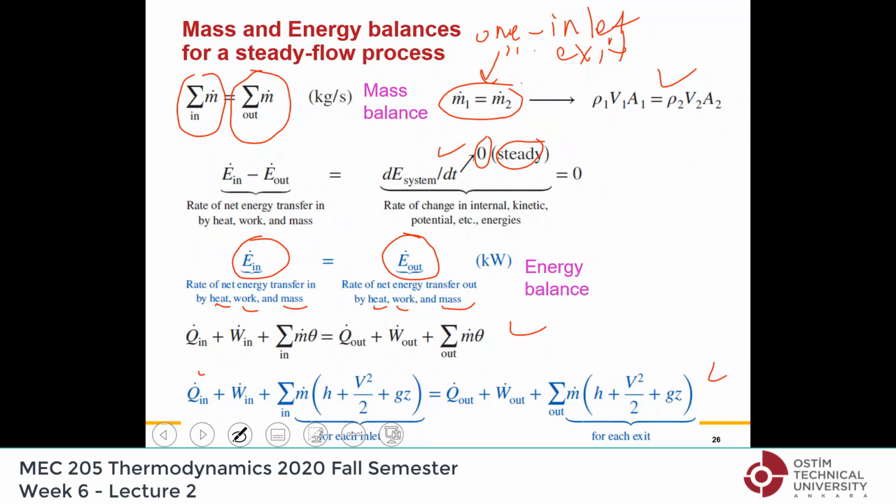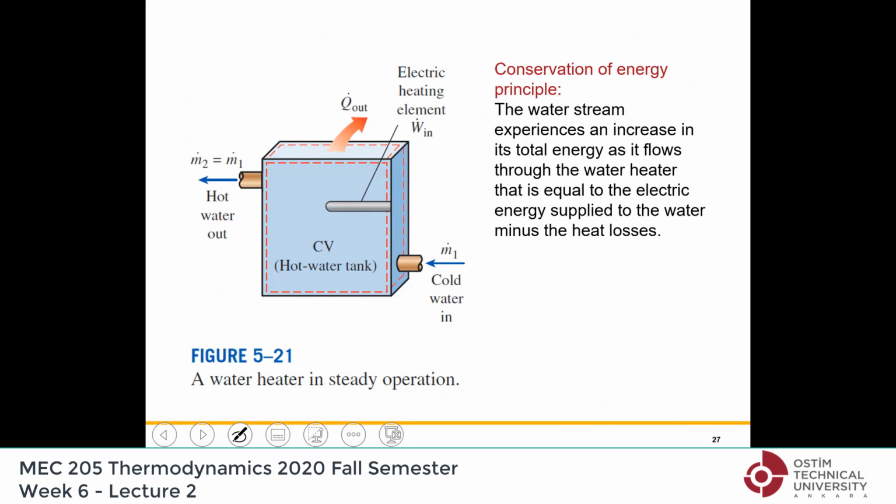That is heat in plus work in plus energy of the fluid in, which is energy per unit mass times mass flow rate, for you may have many inlets. So heat out, work done by the system, plus the energy per unit mass of our leaving stream times its mass flow rate, and do this for each outgoing stream. So what you see here is the mass balance and the energy balance.